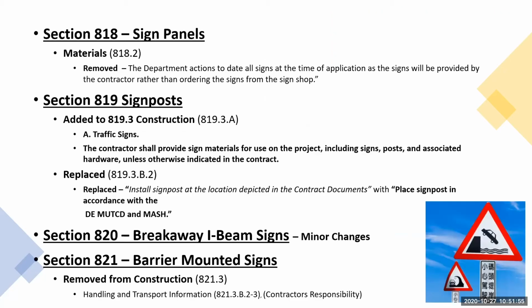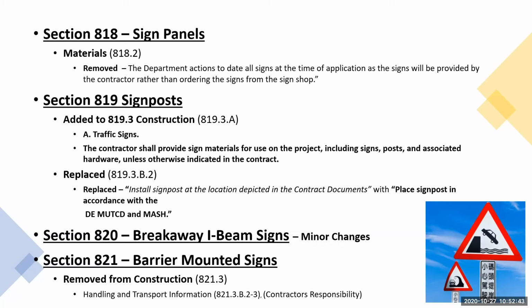All right, section 818 sign panels. I don't think this is a surprise to anybody at this point, but it is now the contractor's requirement to procure and install all signs on DelDOT projects. So that means that the contractor is responsible for the fabrication and installation of the signs. The sign shop is no longer involved in the capital projects. So make sure that you're referencing the spec here related to those requirements. We did add the Delaware signs book, so anything that is a Delaware specific sign, the layout requirements are in that book there. Same thing for section 819 signposts.